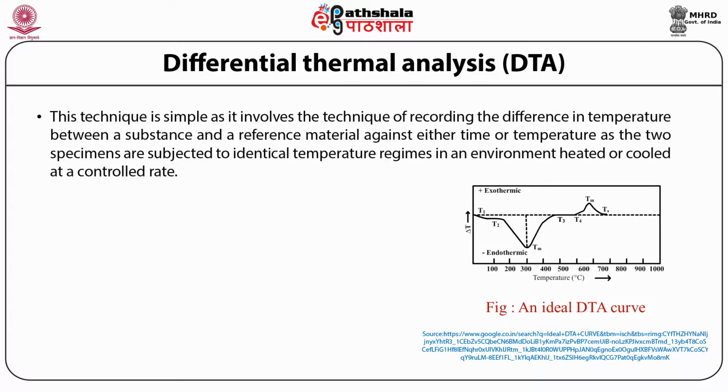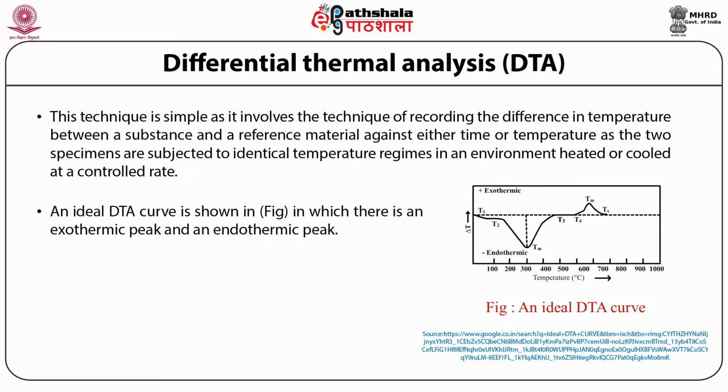This technique is simple as it involves recording the difference in temperature between a substance and a reference material against either time or temperature, as the two specimens are subjected to identical temperature regimes in an environment heated or cooled at a controlled rate. Thus, a differential thermogram consists of a record of the difference in sample and reference temperature, that is, differential temperature dT, plotted as a function of time t, sample temperature Ts, reference temperature Tr, or furnace temperature Tf.